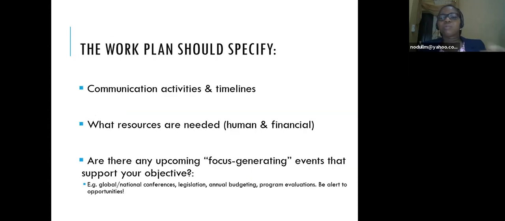And this plan will encompass all the communication activities with their timelines, and then the resources: human resources, financial resources, material resources, all of them are there. Are there any upcoming events that may support your objective? You can cash in on that. Say you have annual budgeting, program evaluations, national conferences or conferences for legislators. Maybe it's annual, biennial, biannual. You can structure your message to come around that event so you can have a good landing.